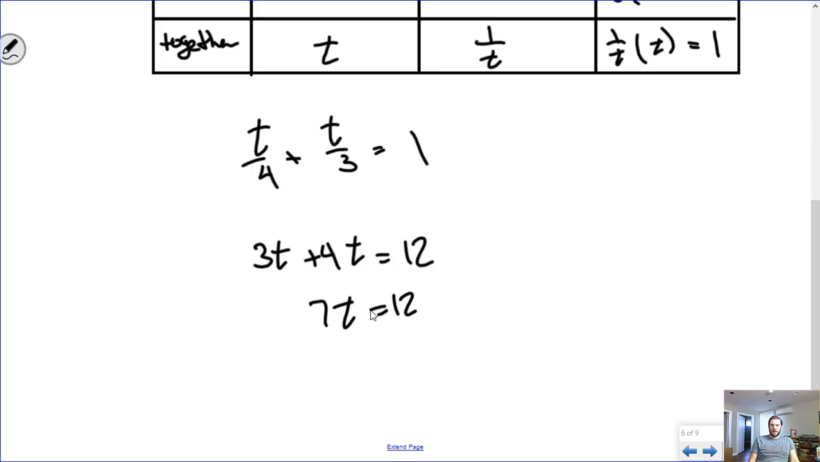7T is equal to 12, so T is 12/7 hours, or 1 hour and 5/7 of an hour, right? Or 5 divided by 7 times 60, so approximately 1 hour and 43 minutes.